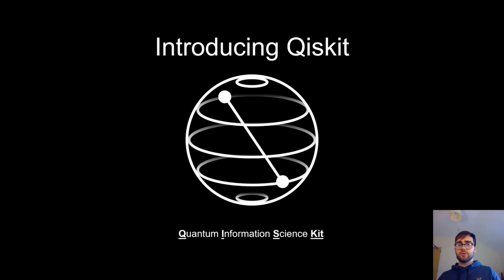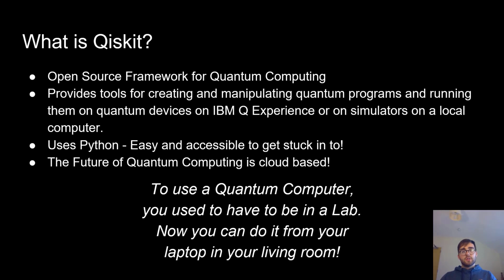So this is where I introduced Qiskit. Qiskit is the quantum computing package made by IBM, and it is a Python open source package, and it stands for the Quantum Information Science Kit. It provides tools for creating and manipulating quantum programs and running them on actual real quantum devices on the IBM Q Experience or on simulators on your local machine. It uses Python. I've been programming in Python since I was 13, 14, so it made the field of quantum computing really accessible and easy for me to get stuck into, whereas normally it could be quite difficult.